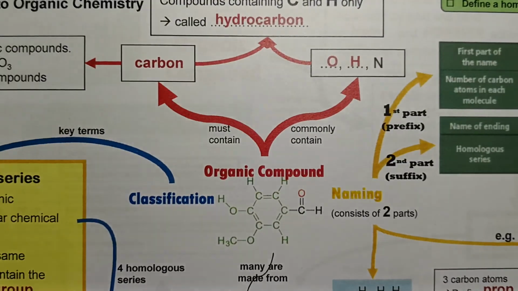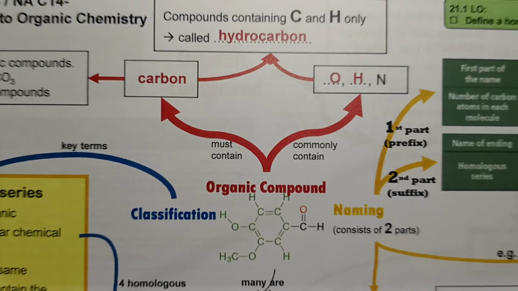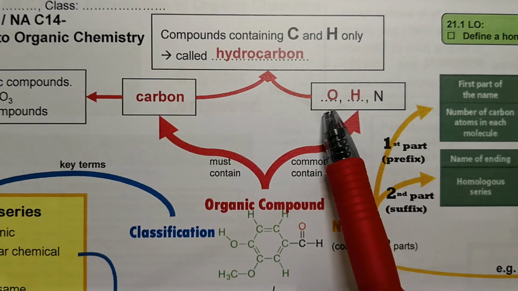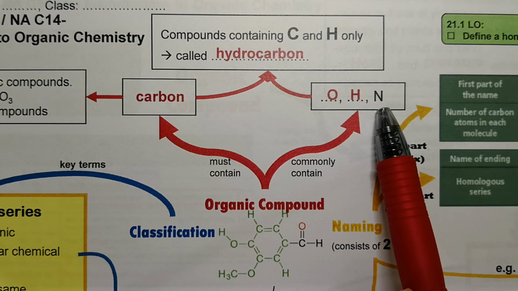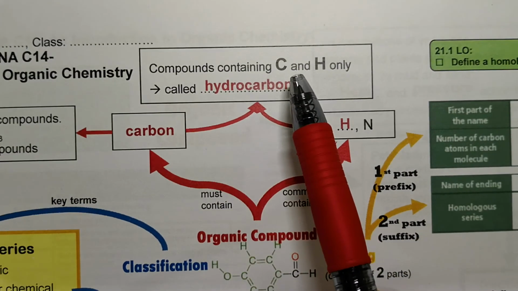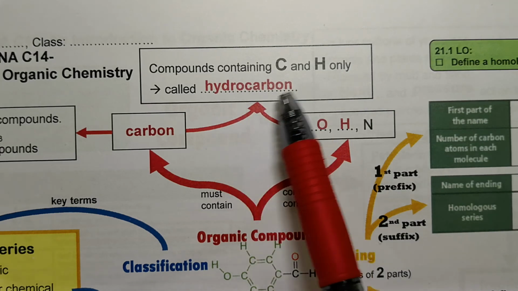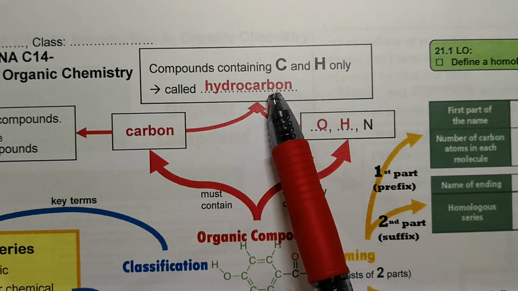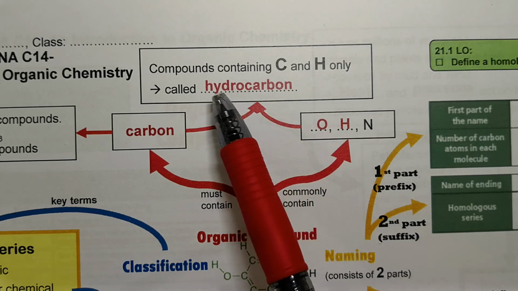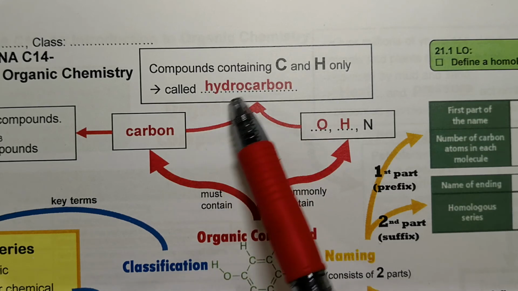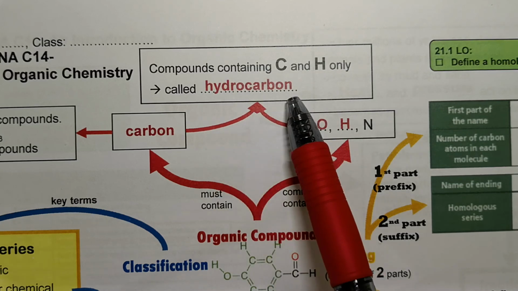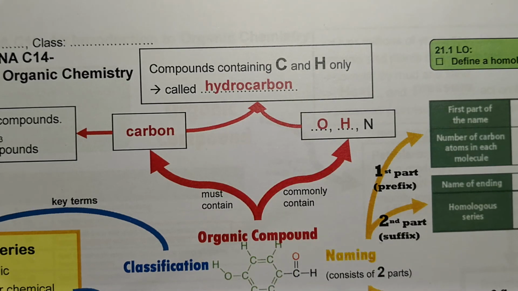Now, organic compounds commonly contain oxygen, hydrogen, and nitrogen. And compounds that contain carbon and hydrogen only are called hydrocarbons. And a hydrocarbon is an organic compound. From the term hydrocarbon, it means it contains hydrogen and carbon only. So for example, CH4, which is methane. Methane is an example of a hydrocarbon, and methane is an organic compound.